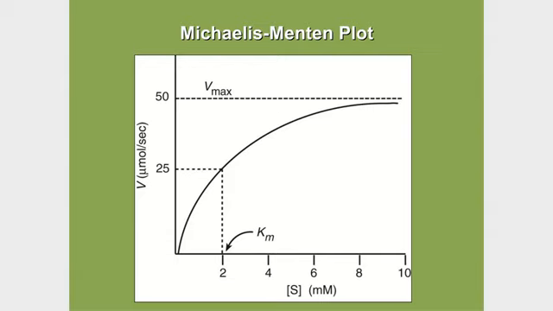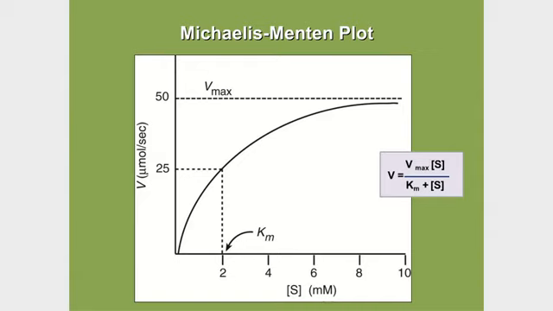Coming up next are back-to-back graphs. One's a Michaelis-Menten plot. The next one after this is the Lineweaver-Burk plot. Now in the Michaelis-Menten plot, there is an equation called the Michaelis-Menten equation. Here is the Michaelis-Menten equation.